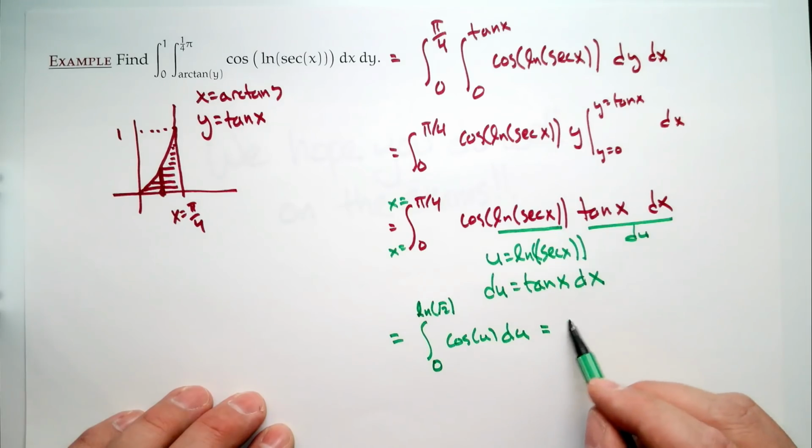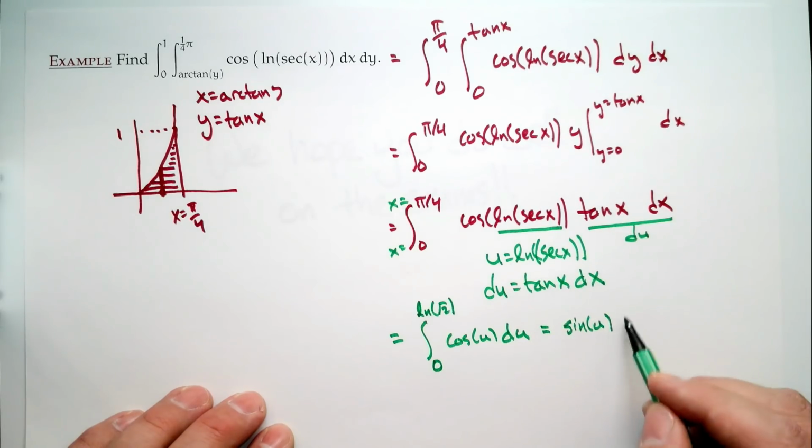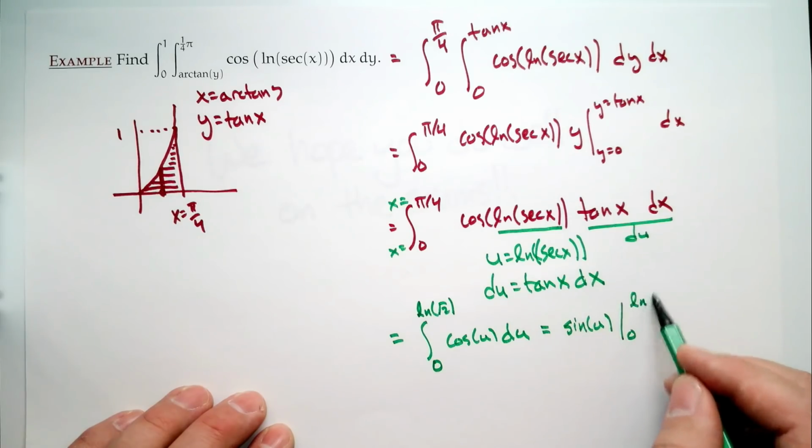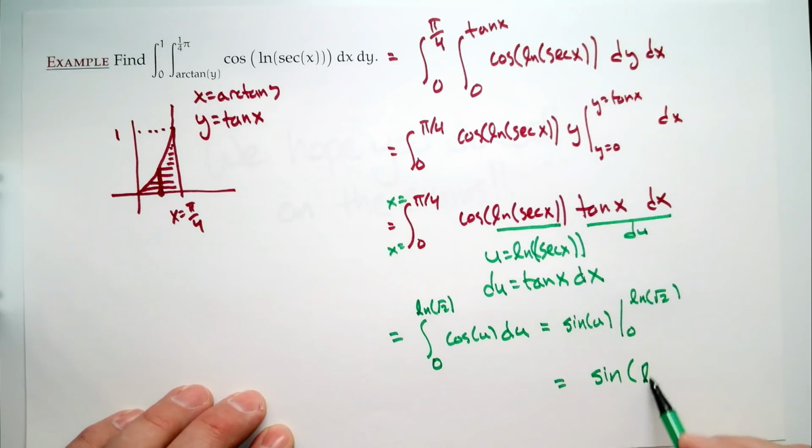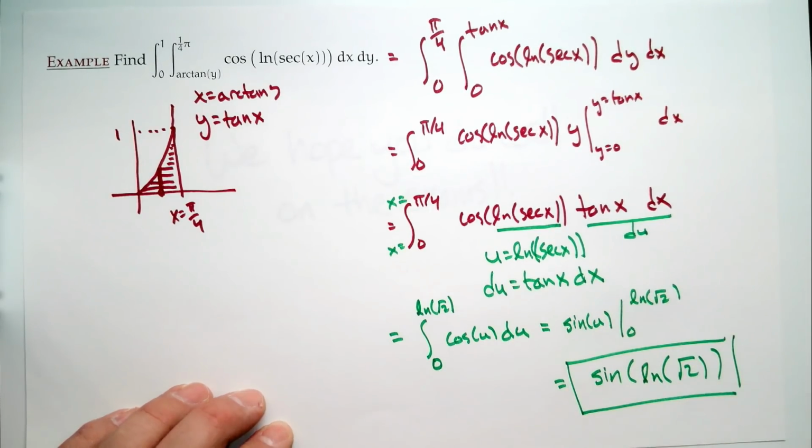Integral of cosine is sine. And then we're going to evaluate from 0 to natural log of square root of 2, giving us, since sine of 0 is 0, we'll end up with sine of natural log of square root of 2. Just like you would have thought when you started the problem.